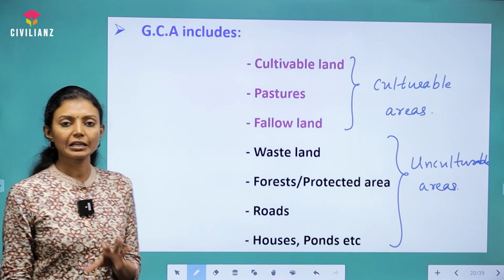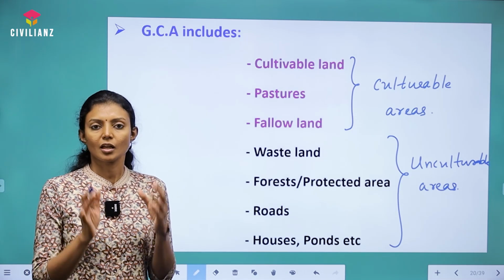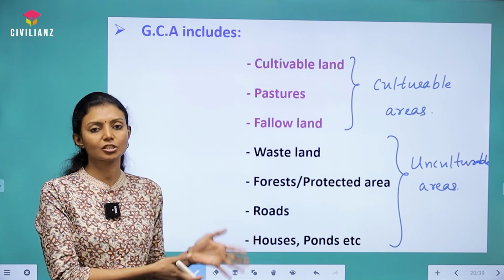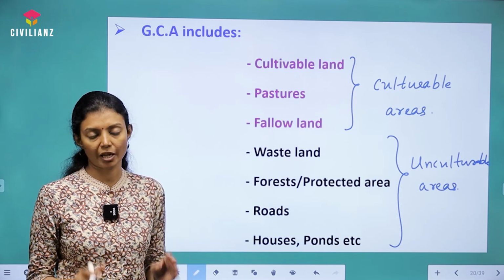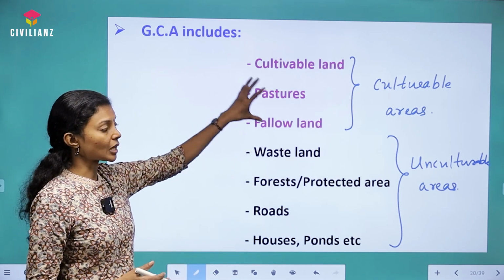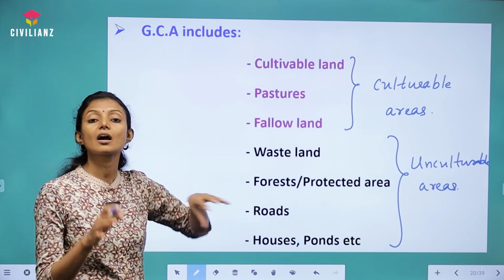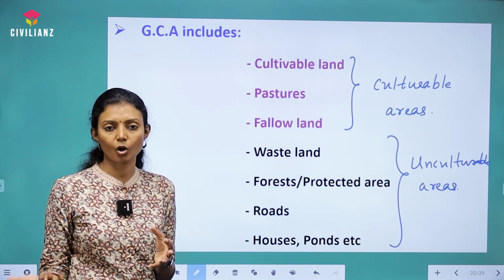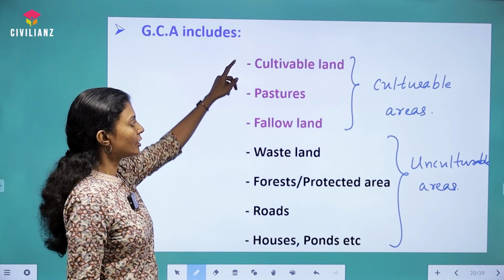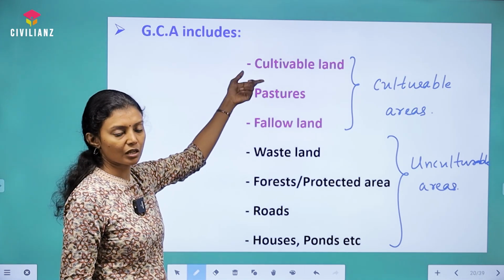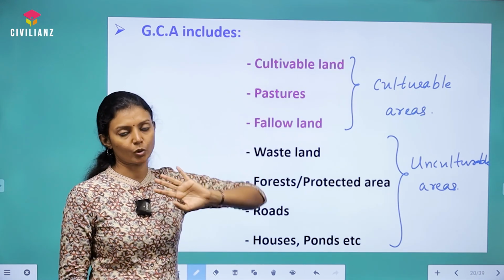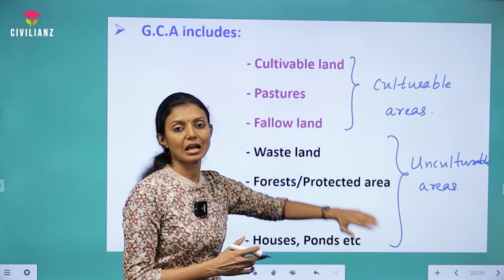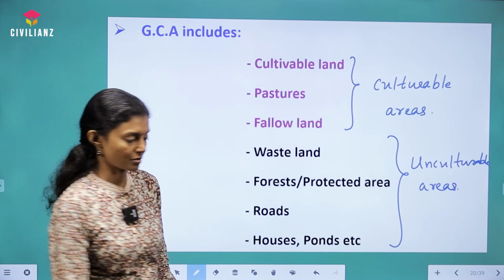Now, you have a clear idea about what a GC is. The total area which has access to irrigation water is called GCA. But it includes both culturable areas as well as unculturable areas. So obviously if you want to grow a crop, then you should choose these three areas: cultivable land, pastures or fallow land. So GCA is a sum of culturable areas as well as unculturable areas.